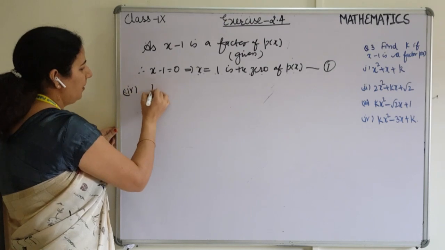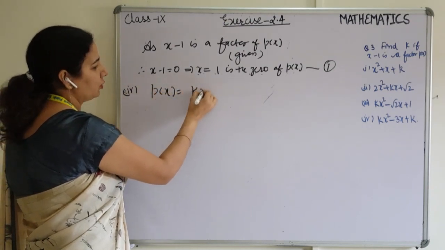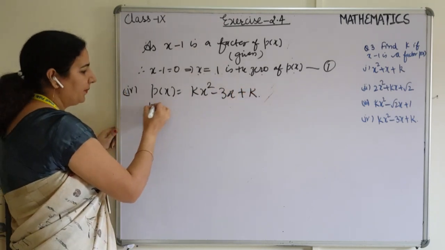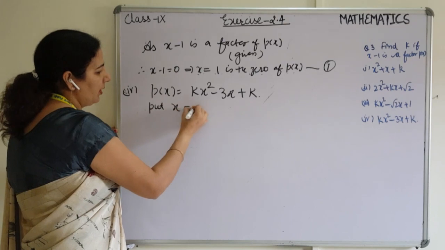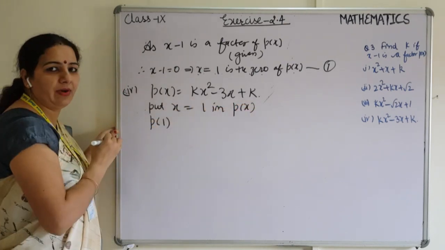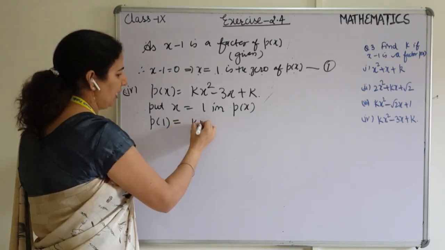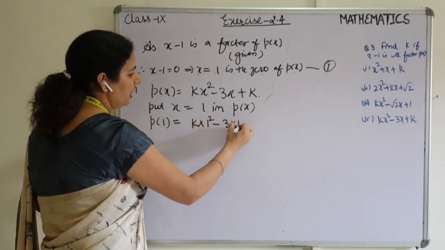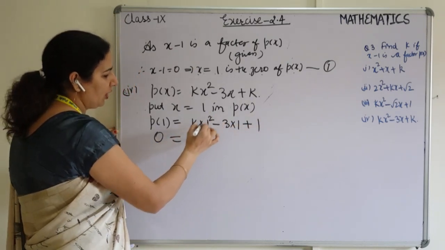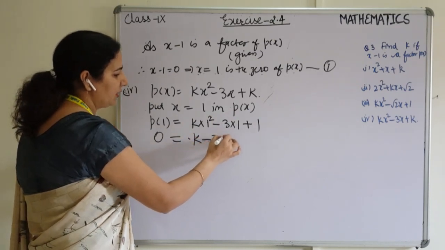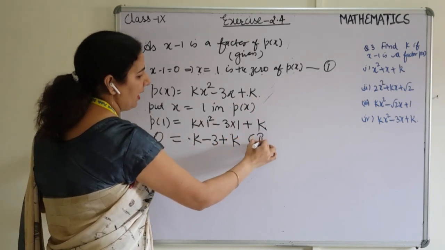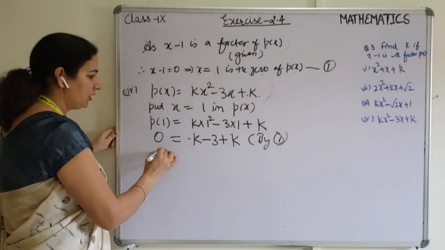Part number 4, p(x) is equal to kx square minus 3x plus k. So put x equal to 1 in p(x). Then p(x) will become p(1), and it will be equal to k into 1 square minus 3 into 1 plus k. p(1) is 0. k into 1 square is k, minus 3, plus k, equals to 0.